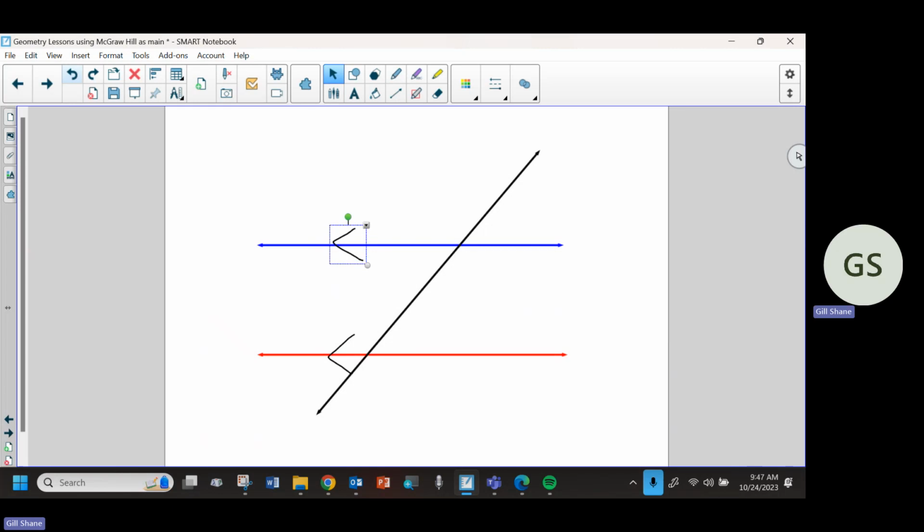There, close enough. Those two little arrows show that the lines are parallel. If those two lines are parallel, that means when I cut through them, I create angles that have the same measure. There's only two different measures of angles in that.